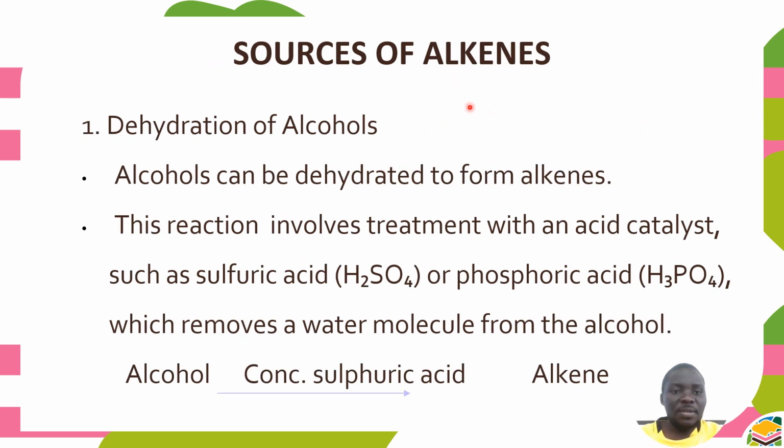Preparation of alkenes. Dehydration of alkanols. Alkanols can be dehydrated to form alkenes, as we explained. This is an equation which can describe the process, where sulfuric acid is a strong dehydrating agent, as well as a catalyst, to remove a water molecule from ethanol to form an alkene.